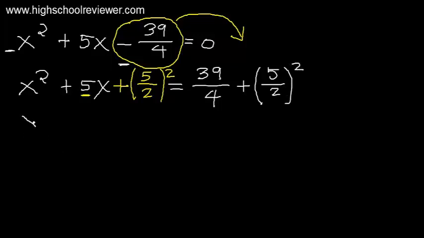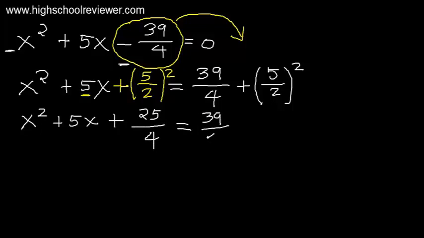So we have here x squared plus 5x plus 5 raised to the power of 2, that will be 25, and 2 raised to the power of 2 is 4. And we have here 39 all over 4 plus 25 over 4. Now x squared plus 5x plus 25 all over 4 is a perfect square. So we can factor this out and raise the factor to the power of 2.